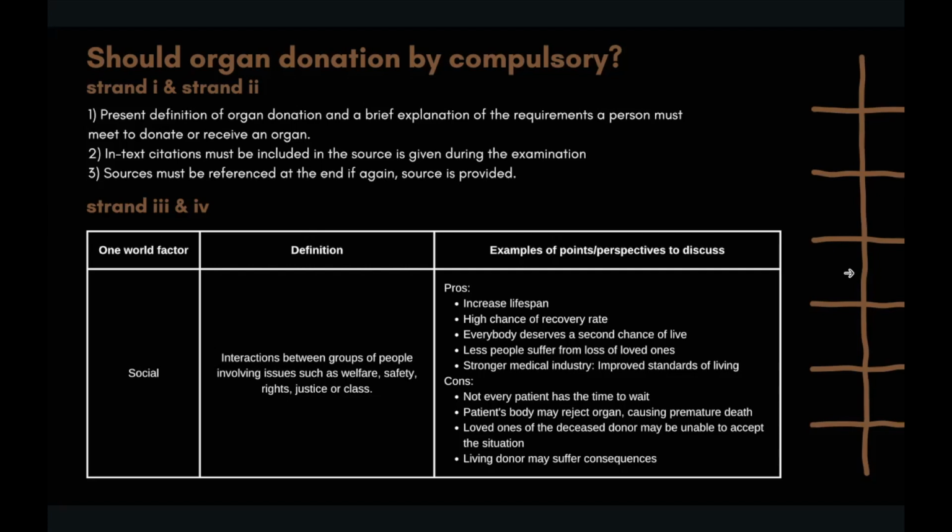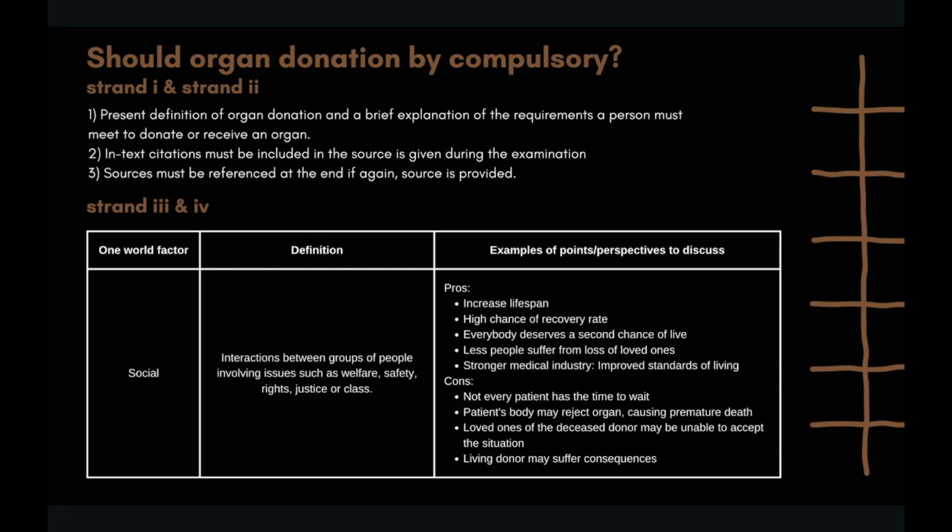So for social, the pros would be, of course, increased lifespan. The receiver gets the organ, they can live for longer. And there's a high chance of recovery rate. Of course, you see whether the organ is compatible or not, so there's a high chance of it working and the person being able to still live after that. And there's also the argument that everyone deserves a second chance to live.